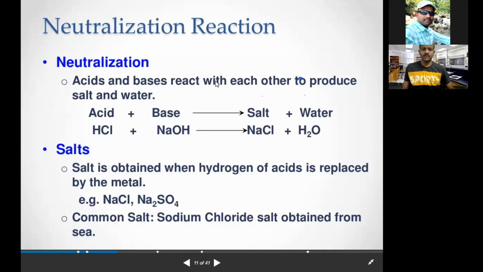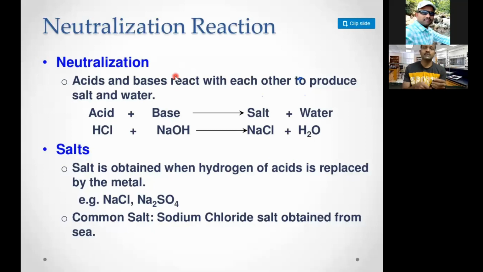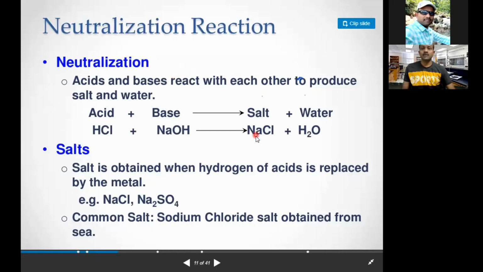Yeah, some of the neutralization reactions here. Neutralization reaction means we are neutralizing the acidic nature and basic nature by adding both, right? When acid reacts with the base, it produces salt and water, right? So during this reaction, what are the things you are getting? Salt and water we are getting.